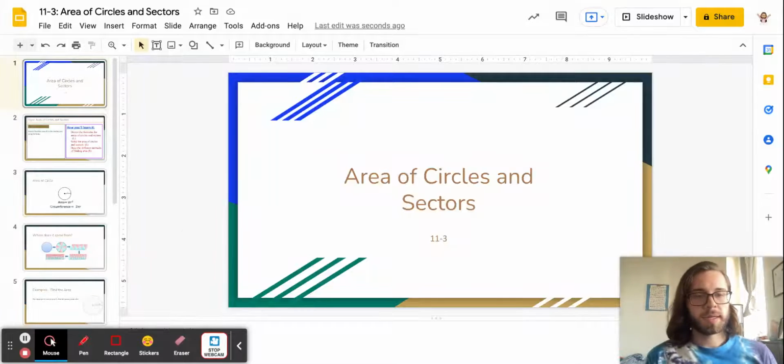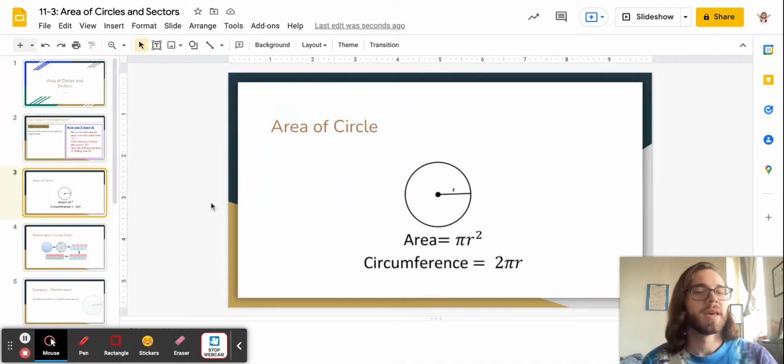Hi, everyone. Just wanted to take a minute to talk a little bit about the area of circles and sectors, which is the next step on the kind of area journey that we're taking. In terms of area of circles, that's probably one that you're relatively familiar with. That is pi times the radius squared.